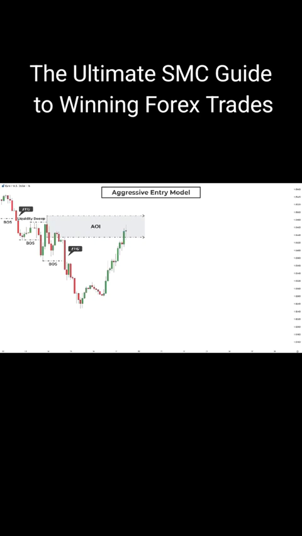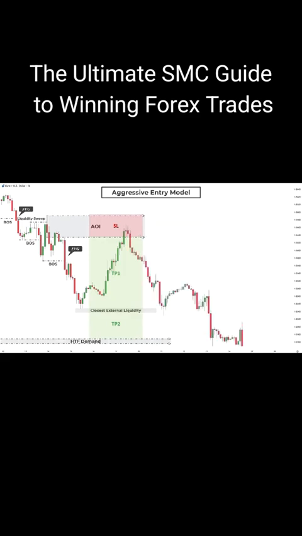For placing a short position using this entry model, your entry point should be right at the lowest point of the supply zone. To manage risk effectively, set your stop loss a few pips above the highest point of the zone. When it comes to take profit, you can target the closest external liquidity at the same time frame, as we anticipate that price will move in that direction. Alternatively, you can aim for the higher time frame's major liquidity zone to achieve a higher reward-to-risk ratio.